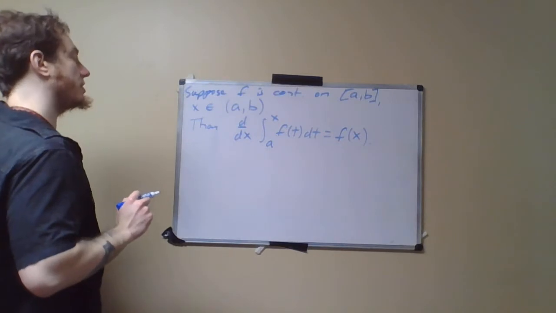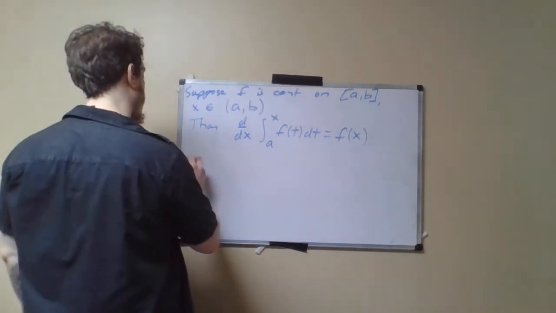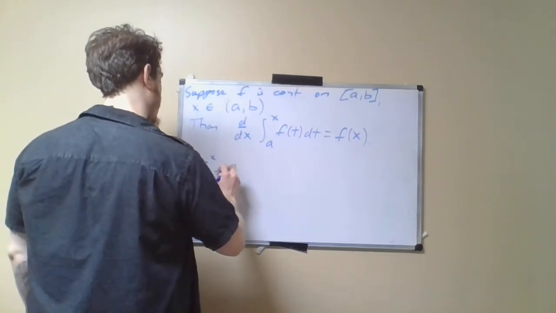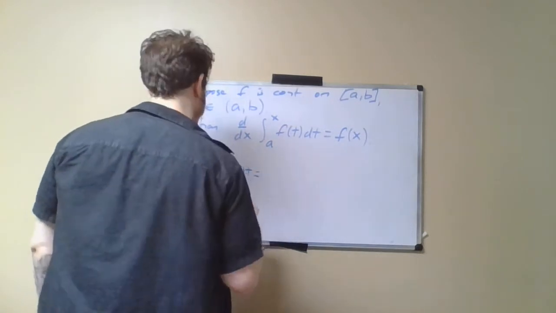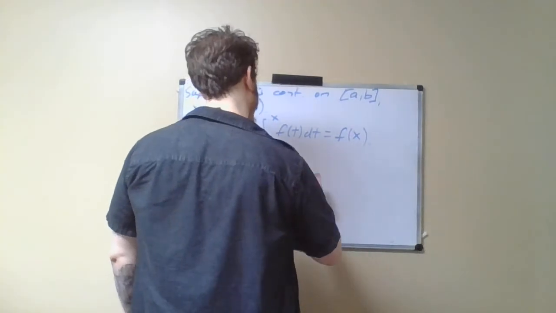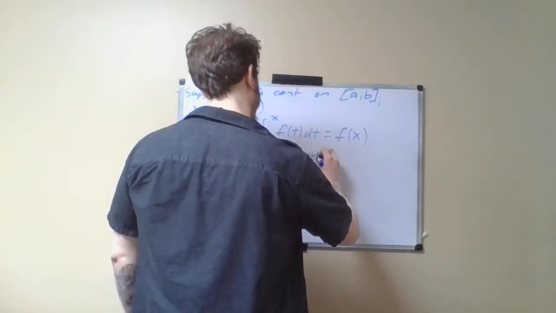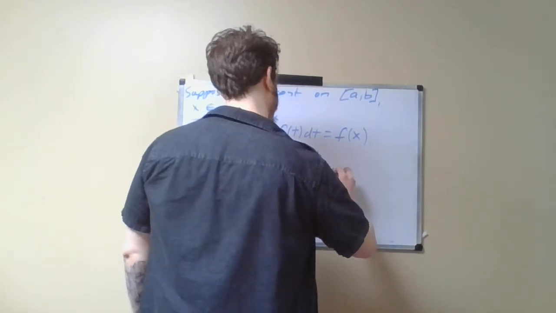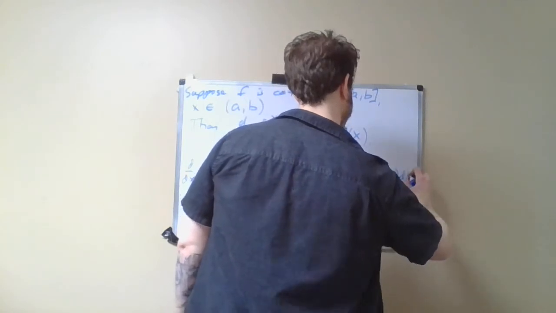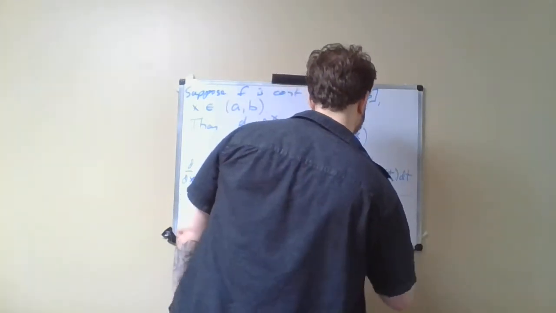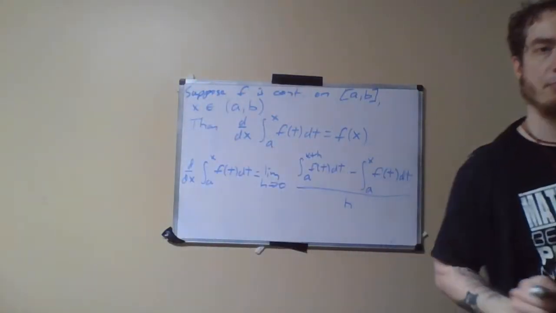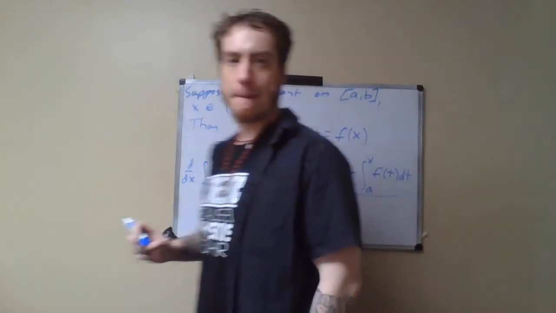So how are we going to do this? Well, we're going to write out this derivative. The derivative of the integral from a up to x, f of t dt, is equal to the limit as h goes to 0 of the integral from a up to x plus h, f of t dt, minus the integral from a up to x of f of t dt, all divided by h. That is the definition of the derivative, just applied to this wonky looking function.